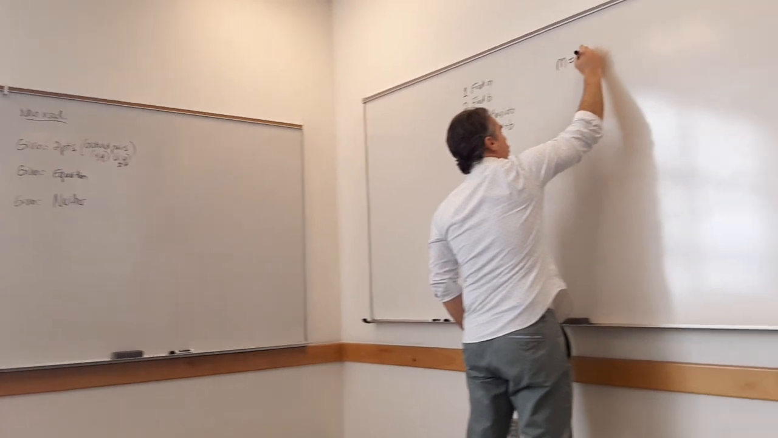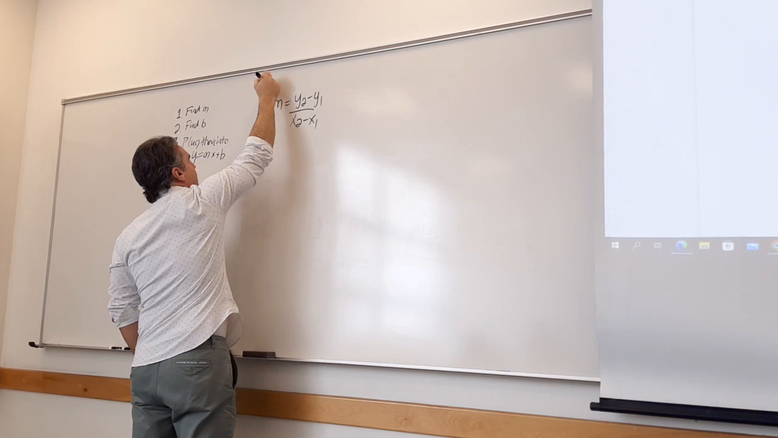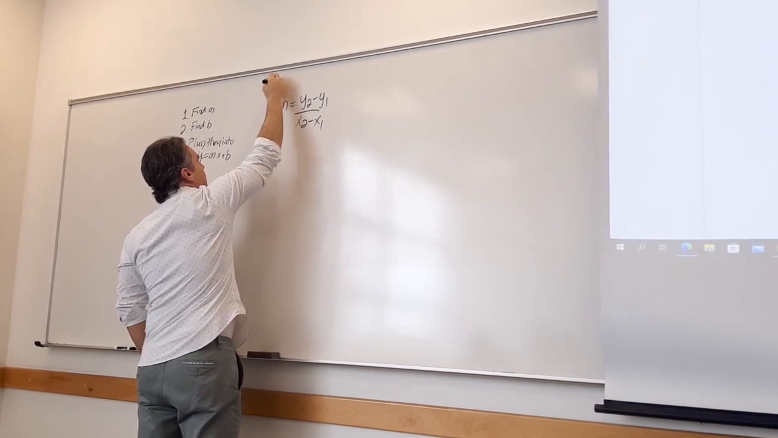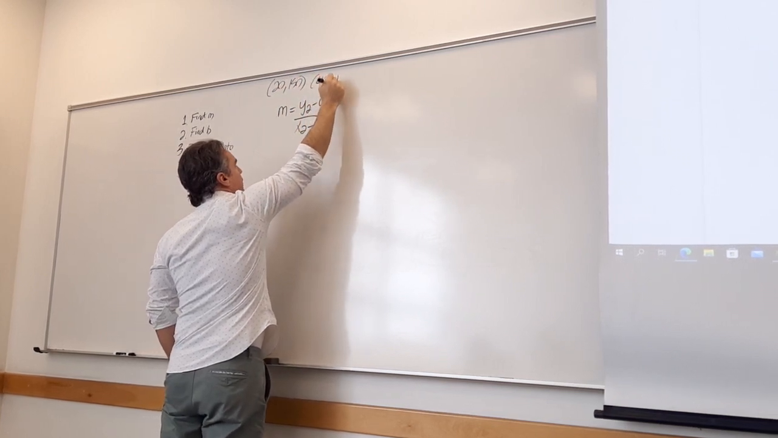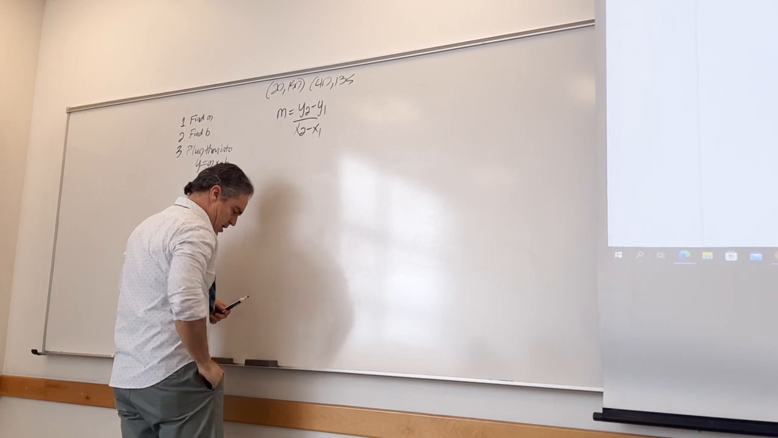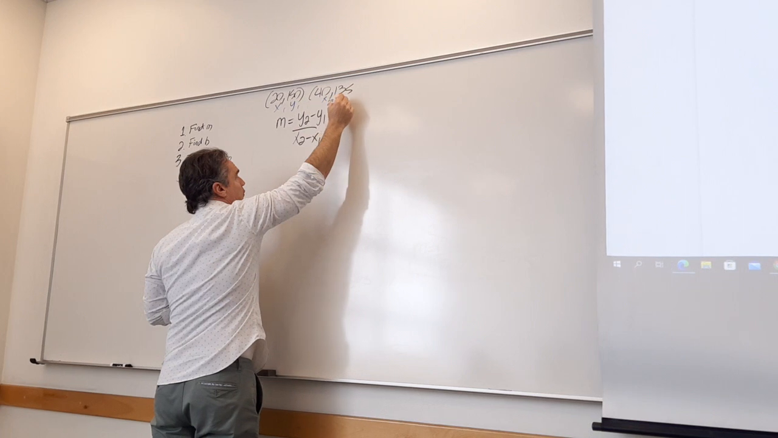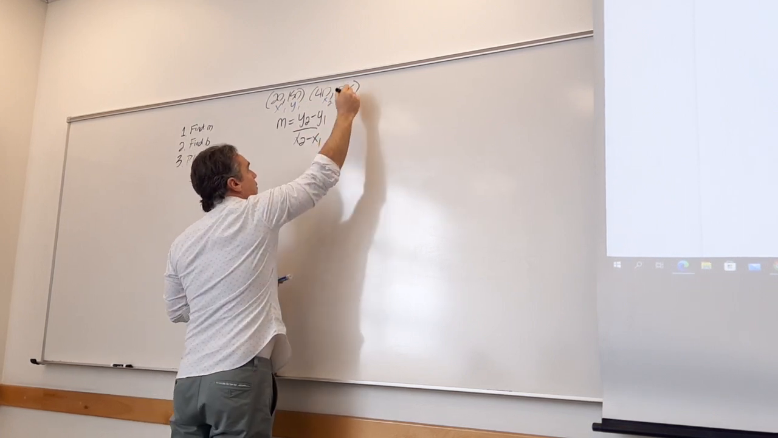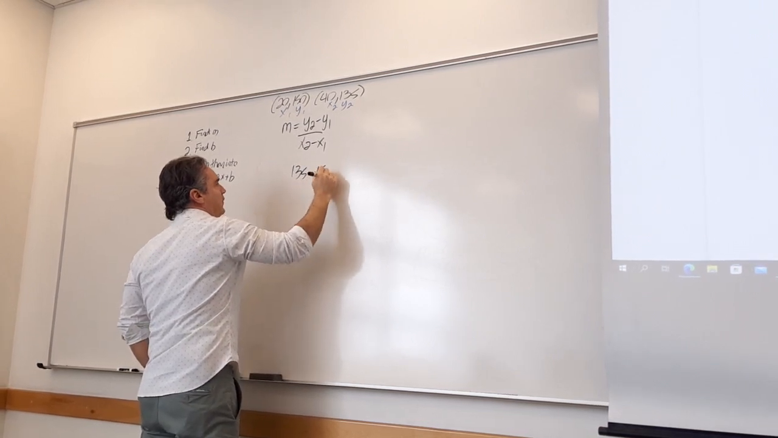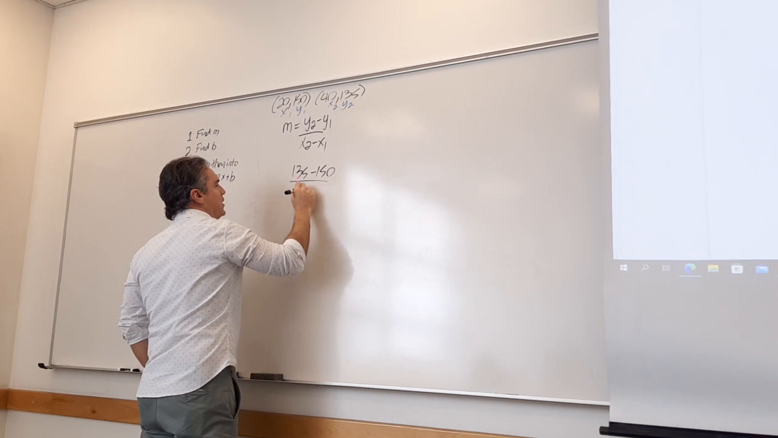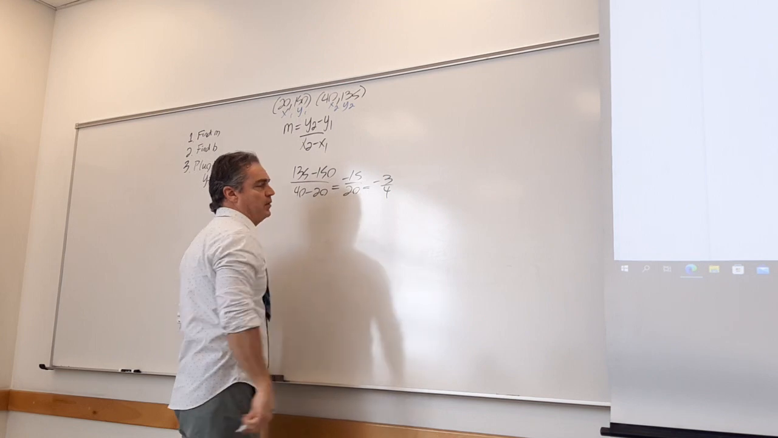So m equals y2 minus y1 over x2 minus x1. Please read, what are the points we have? 20, 150, and 40, 135. Very good. So this is x1, y1, x2, y2. So y2 is 135 minus 150 over x2, which is 40 minus 20. I end up with negative 15 over 20, which equals negative 3/4.